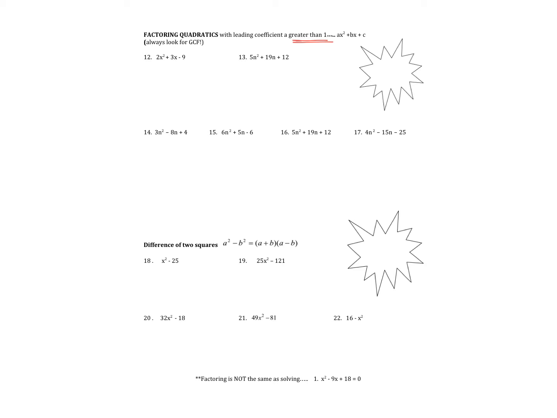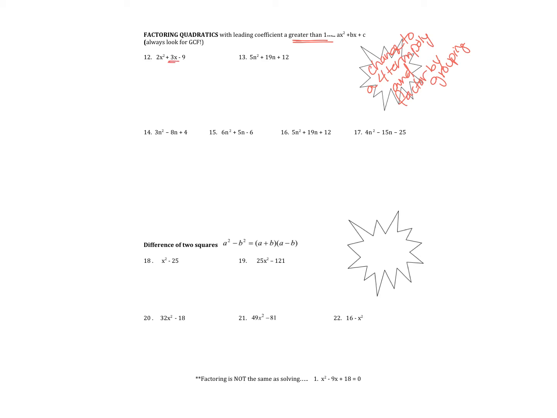So when a is a number that's not 1 and I can't take it out as a GCF, well, I'm going to change to a 4-term polynomial, and I'm going to factor by grouping. So I'm actually going to change it into a problem like I just did. If you could flip back to the front side, I'd like to change this 2x squared plus 3x minus 9 into a 4-term polynomial.